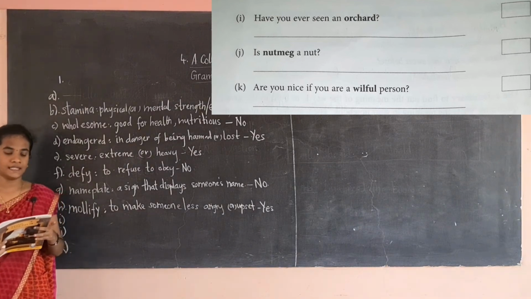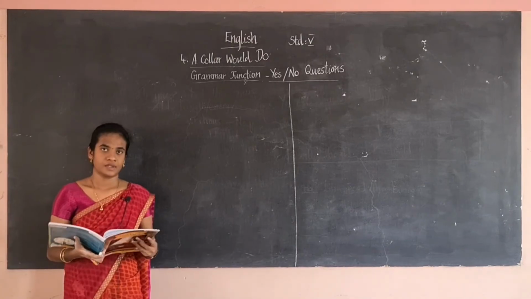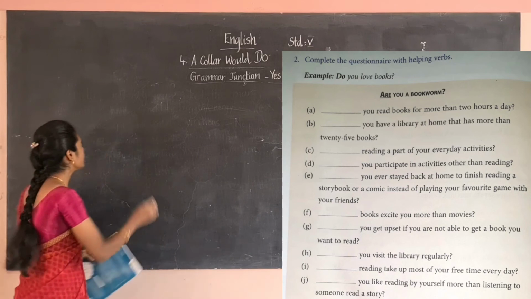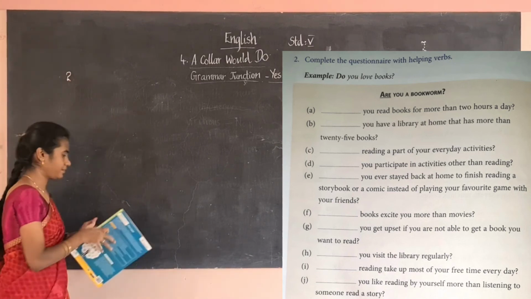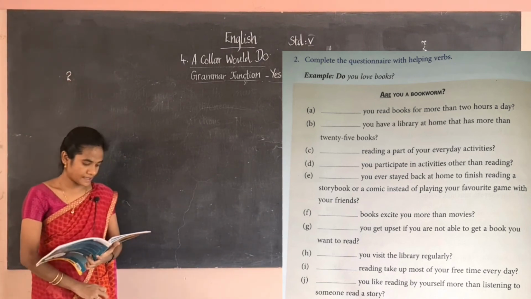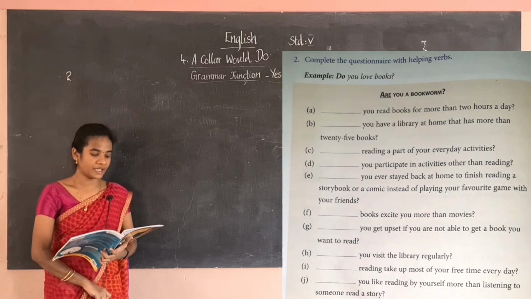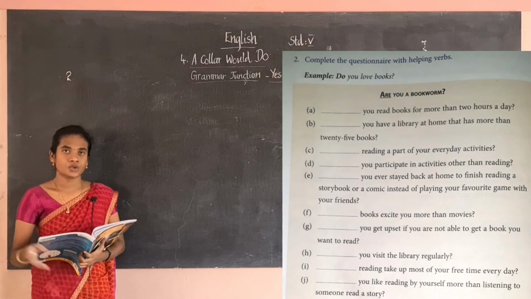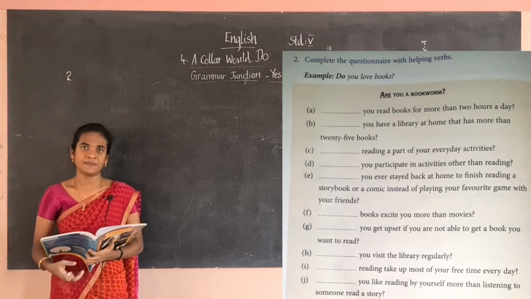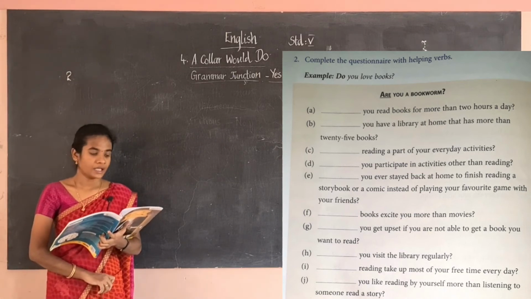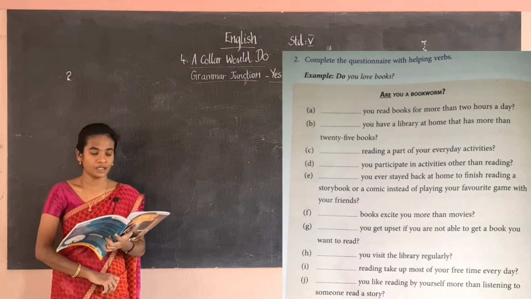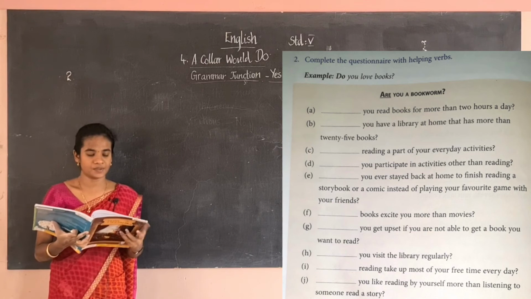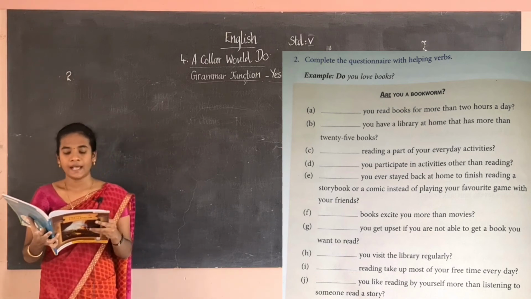Now we shall see the second exercise. Now see this picture. The question is, complete the questionnaire with the helping verbs. What I have told you is that yes or no questions always begin with the helping verbs. What you have to do is fill in the answers with the helping verbs.